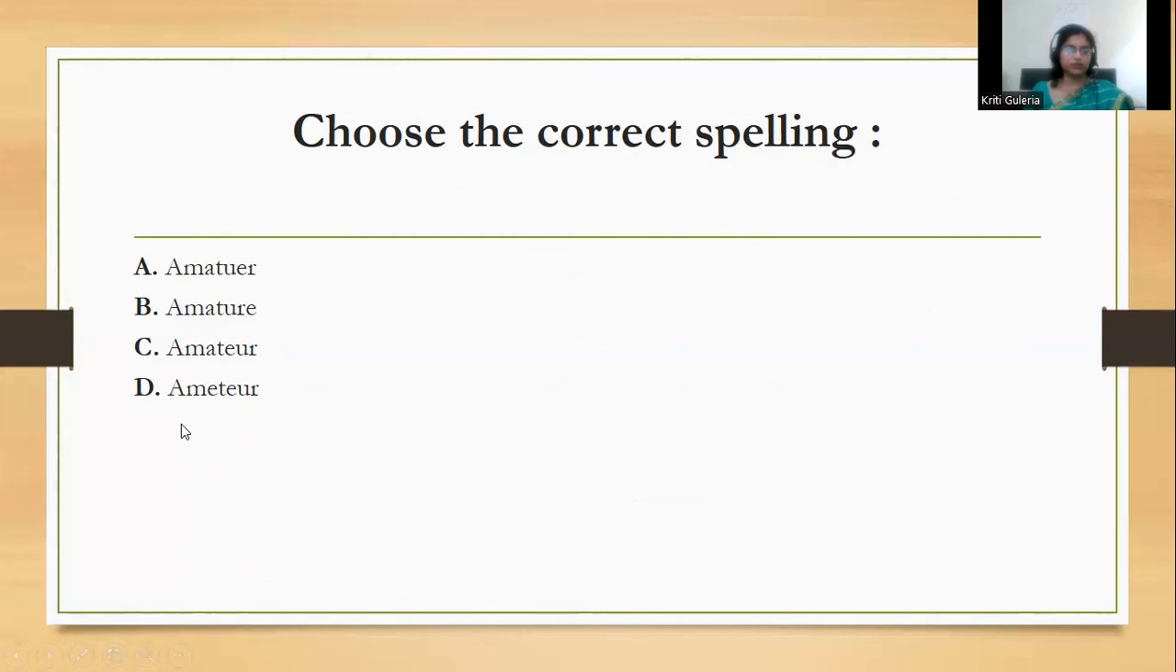All four words are pronouncing the same word, that is amateur, but the spelling is different. So you have to find out the correct one. Like A, A-M-A-T-U-E-R. B, A-M-A-T-U-R-E. C, A-M-A-T-E-U-R. Or D, A-M-E-T-E-U-R. So the correct word will be amateur, A-M-A-T-E-U-R.